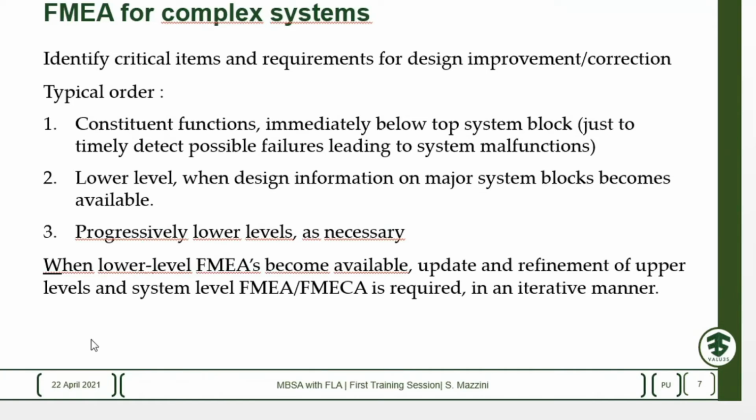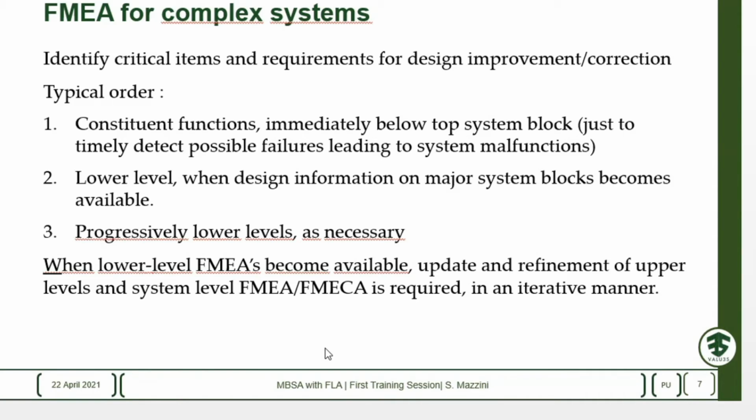For complex systems, FMEA helps to identify critical items and requirements for design improvement and correction. In typical order, we start with the functions that constitute the system and consider them as main components of the top system block. And this is done essentially at concept level to timely detect possible failures leading to system malfunctions.